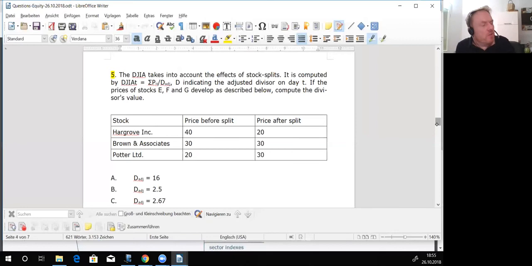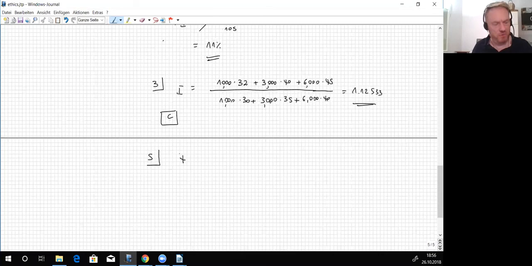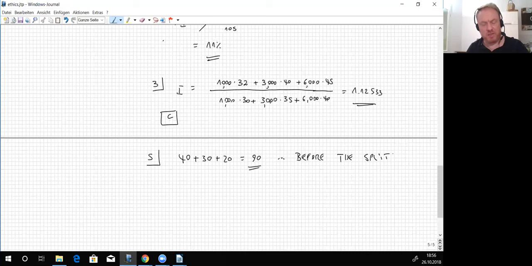As we did with this question that I just invented half an hour ago. So what is it? We have 40, 30, and 20. The sum of prices before the split is equal to 90. Question number five. So 40 plus 30 plus 20 is equal to 90. That is before the split. And if we divide by 3, of course, we get an index: 90 divided by 3 equals 30.